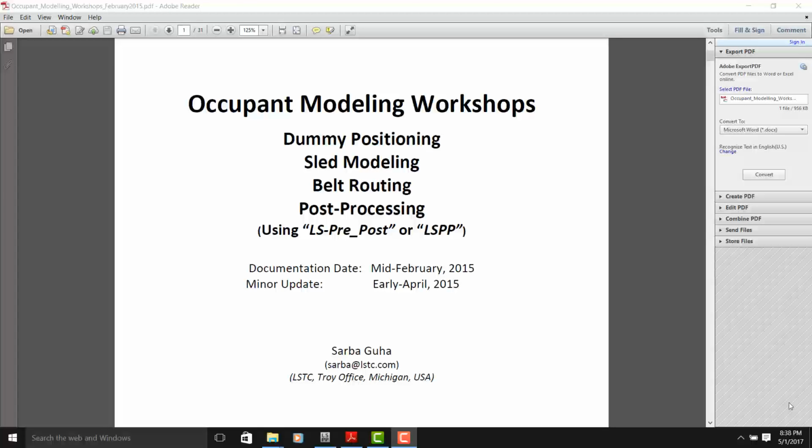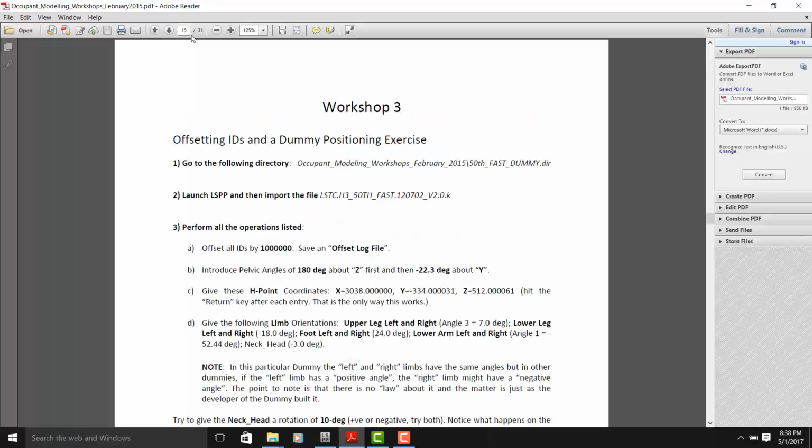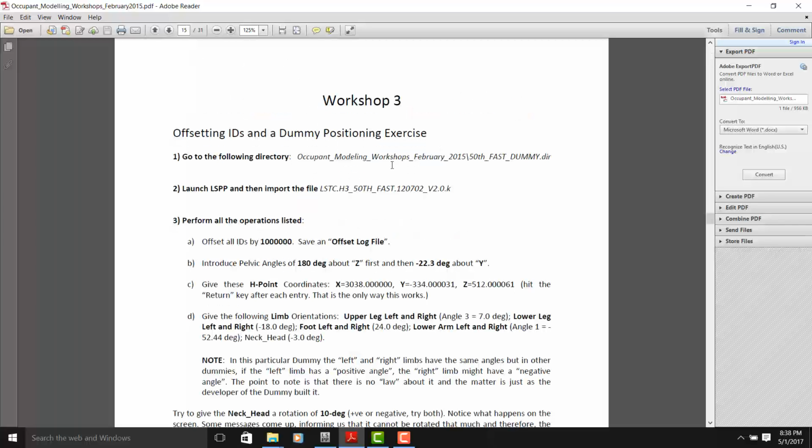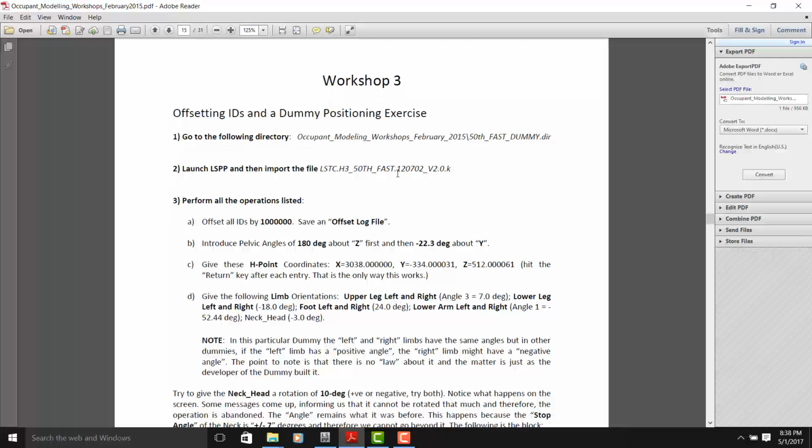Hello everyone. We are doing occupant modeling workshops, and today we are going to do workshop 3, and that is, I think, page 15. And this is just an exercise. This is a one-page workshop and mainly meant for you to do everything.